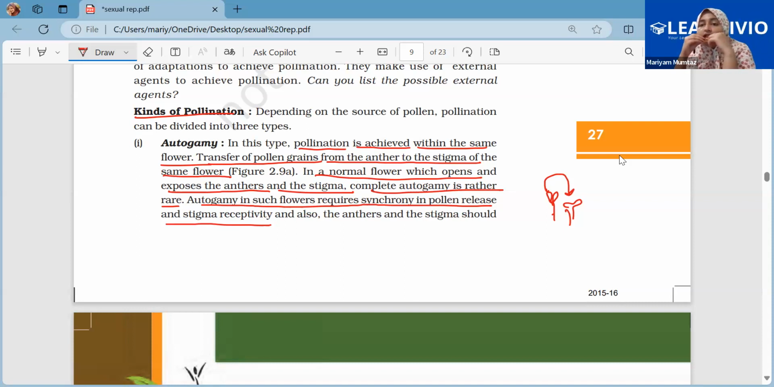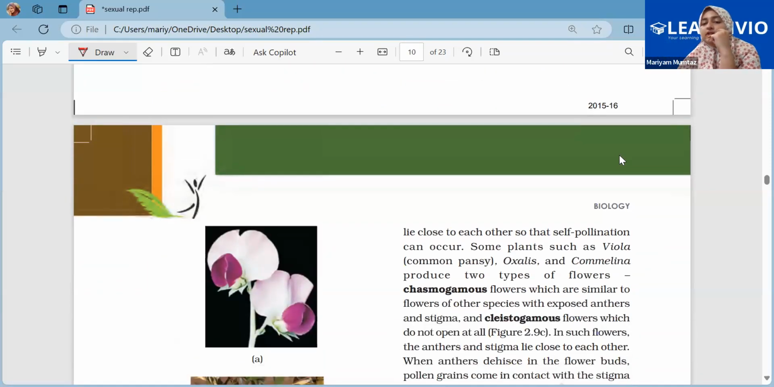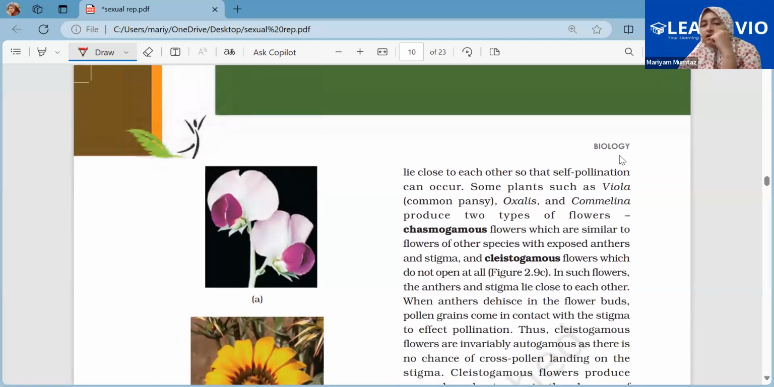Pollination is ensured only when the anther is released and the stigma is ready. If the stigma is ready, it means that the stigma is receptive, meaning it is ready to receive the pollen. And then, if the pollen grains are transferred, successful pollination will take place.